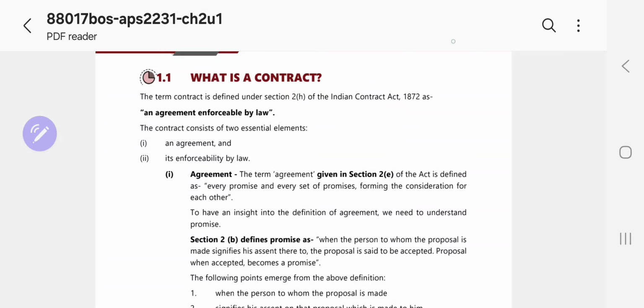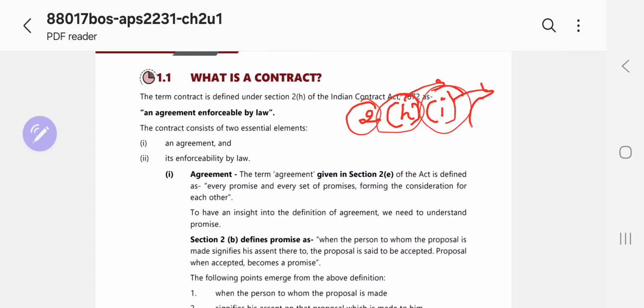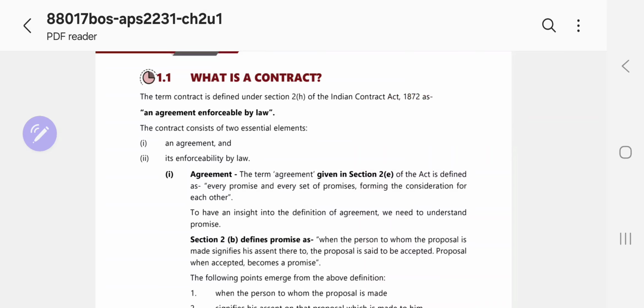For example, this is Section 2, and if you write in a bracket, this becomes a subsection. If you write in another bracket, then this becomes a clause. So section, subsection, then clause. If there is another level, then this is called a subclause. Like this we can read the sections. So this is under Section 2 subsection (h) of the Indian Contract Act 1872.